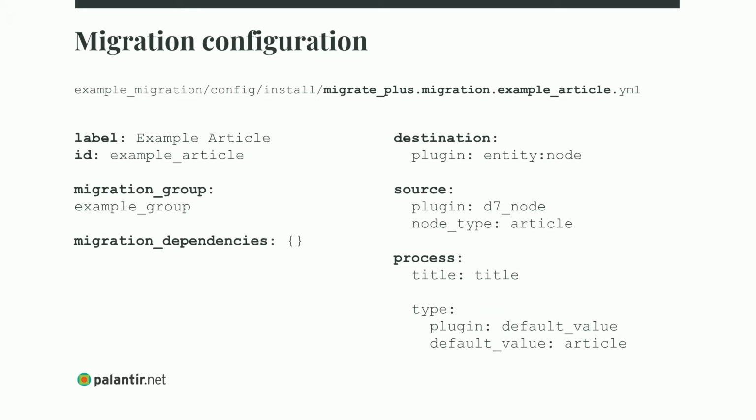They might have dependencies. For example, if an article is dependent on a media file, we'll come back to that, but you might want to add that as a dependency. And then they have the same sort of destination, source, and process that we've been talking about a little bit.